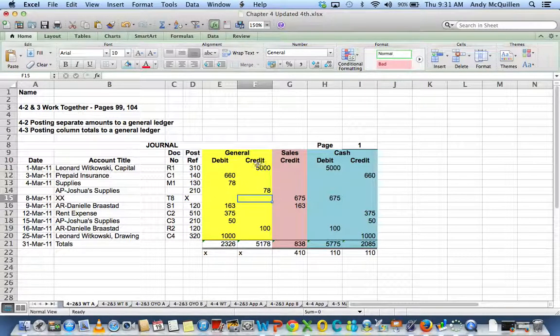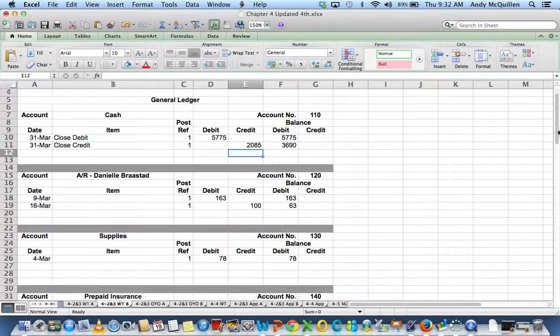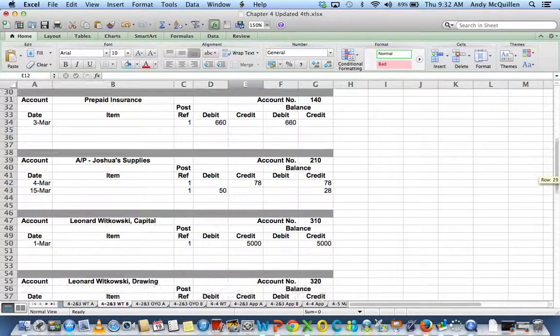The first thing that we post always will be the general numbers, so the yellow numbers. So the first thing when we get into posting, we go to Leonard Witkowski Capital, and we are going to credit $5,000. So in part B, we are going to start dealing with what is called a general ledger, which is basically specific accounts per person, or per account, however you want to identify them.